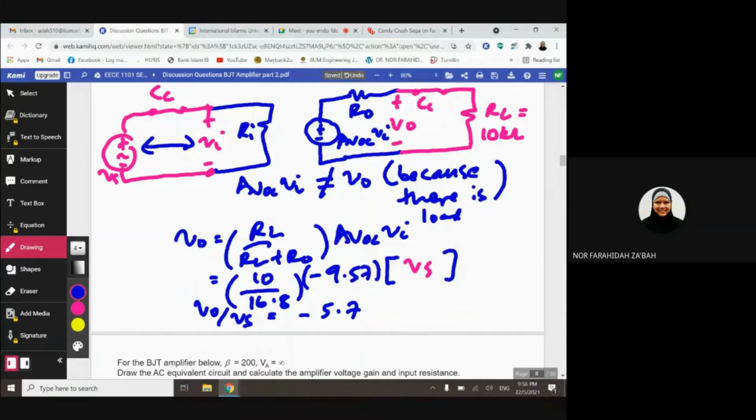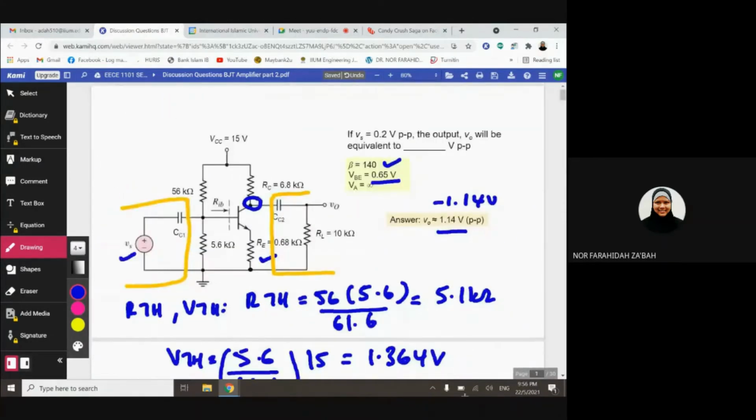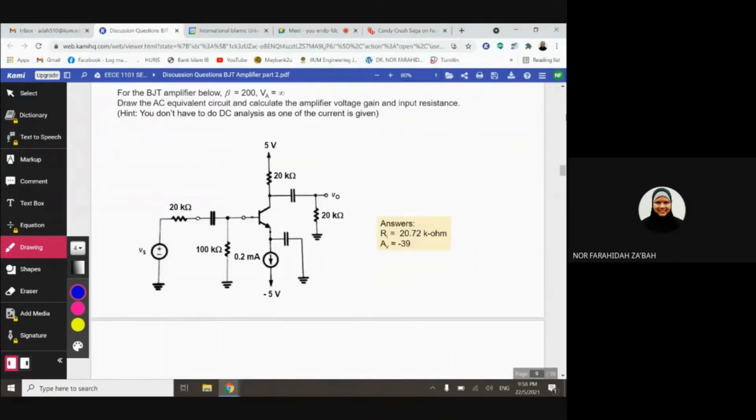So if my input is 0.2 multiplied with minus 5.7, what will I get? 0.2 times 5.7 is minus 1.14. Okay, so that's the answer. Okay, so that's how you solve the common emitter with RE.